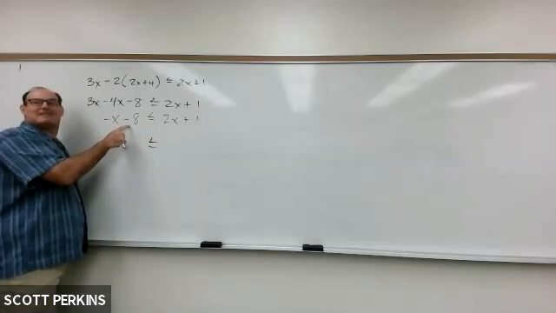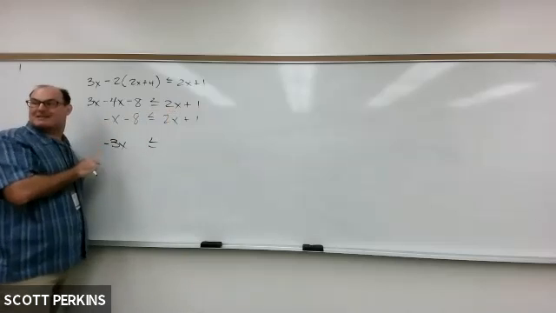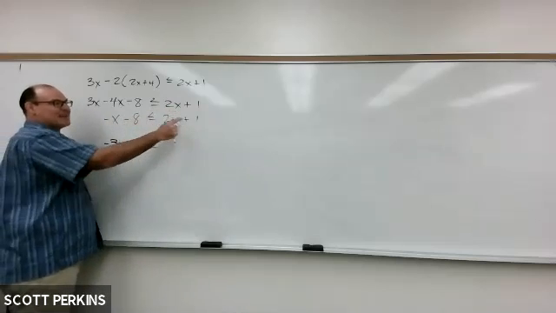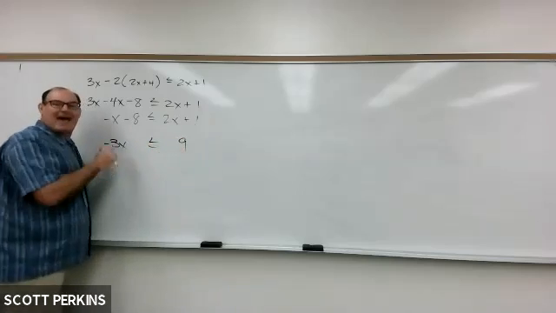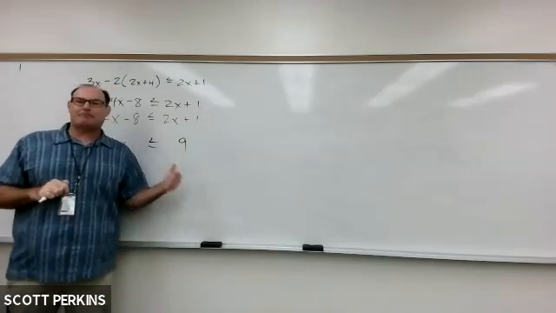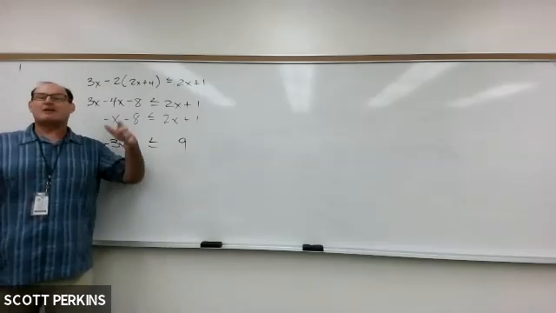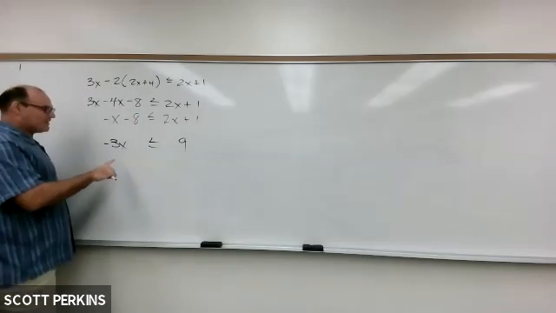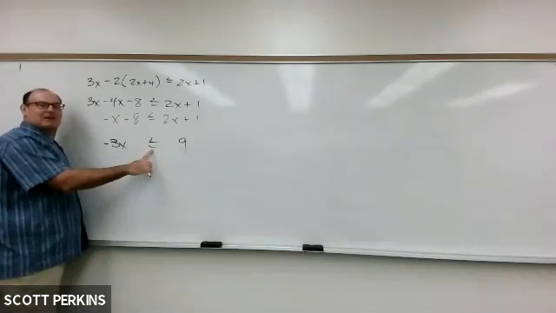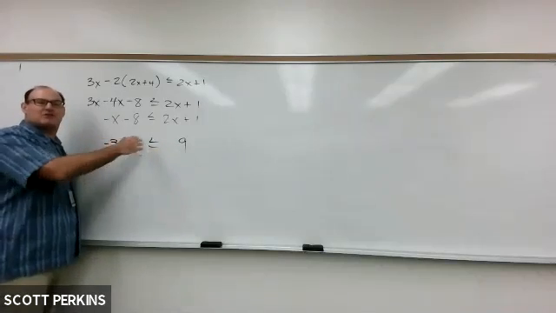What am I going to do to get this 8 over here on the right? I'm going to add it. Add that 8. 8 plus 1 is 9. When I add something to both sides, do I flip the inequality sign? Thank you for paying attention. I appreciate it. So now I've got negative 3x is less than or equal to 9. What do I do to finish this out?